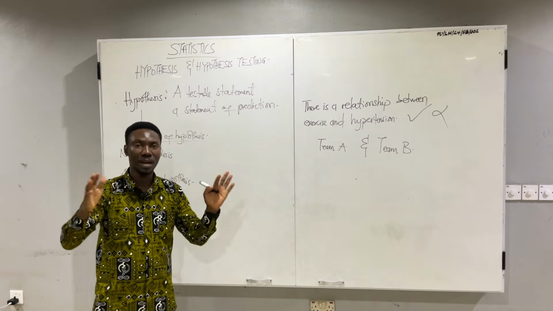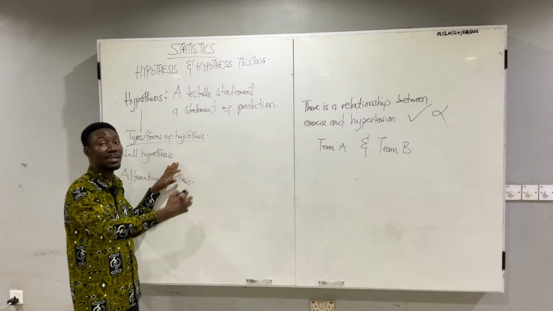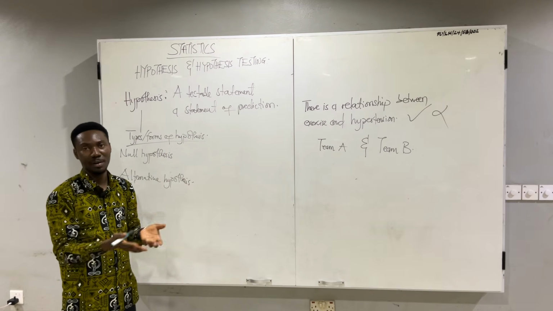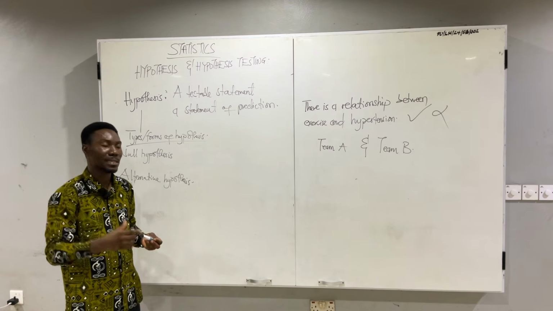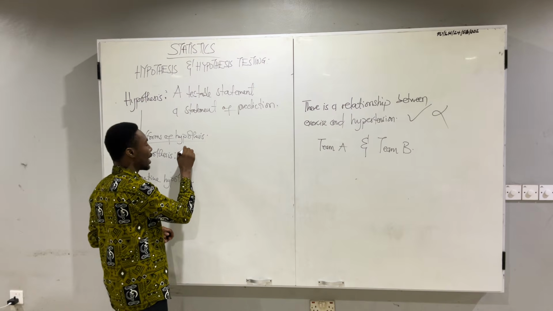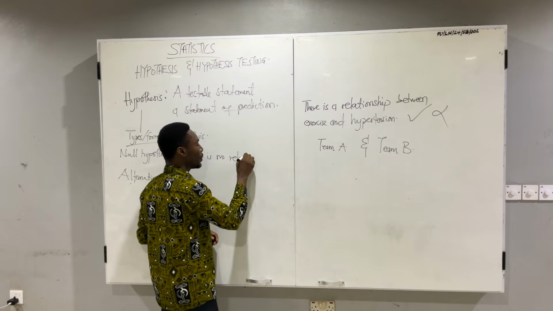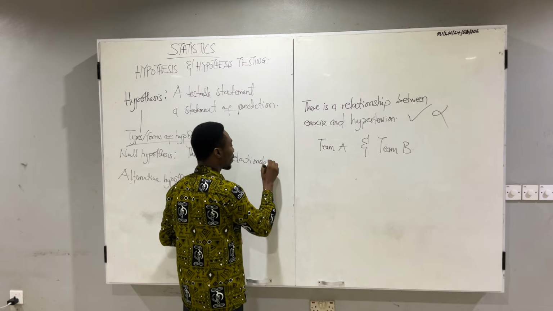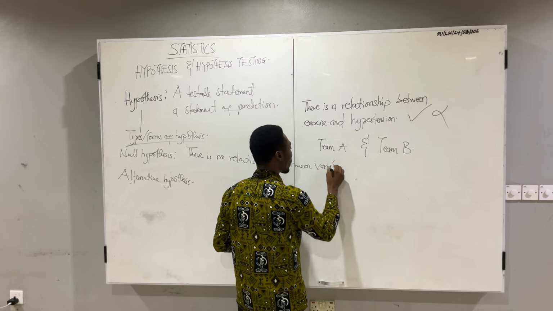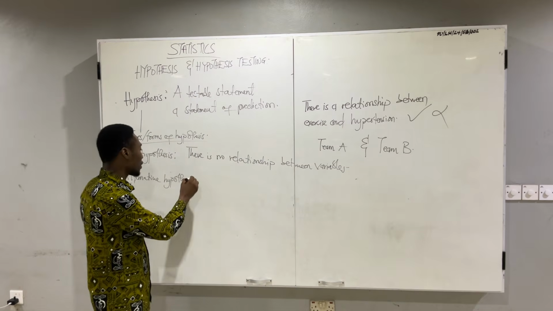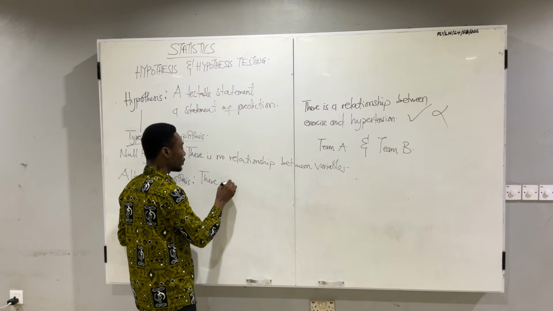Now, for two given variables, when we give you two given variables, the null hypothesis is going to tell us that there is no relationship between the variables. So null hypothesis will go like, there is no relationship between variables. Now, for two given variables, the alternative hypothesis is going to tell us that there is a relationship between the variables.